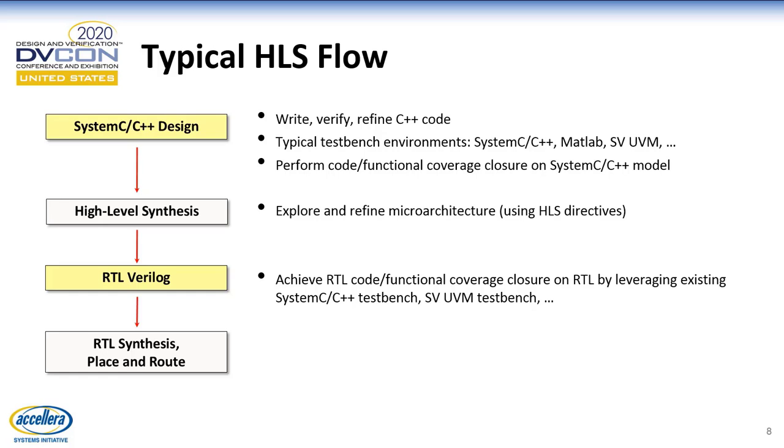And at this point, the verification flow looks very similar to a traditional RTL verification flow, but it's typically much quicker because you can basically use the same verification environment, including System Verilog UVM, to basically repeat your functional coverage closure and the RTL code coverage closure at the RTL level. After that point, it just becomes a traditional RTL synthesis place and route flow using traditional RTL synthesis tools.